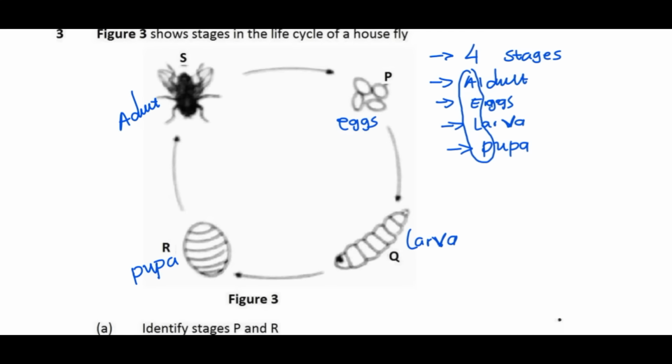Okay, then the other thing that you also have to know, this is what we call a complete metamorphosis. So this means that there are 4 stages that are involved. Then in incomplete metamorphosis, you may have 3 stages. So whenever you have a life cycle where you have less than 4, that is incomplete metamorphosis. So the type of metamorphosis that a housefly and mosquito undergoes is complete metamorphosis.